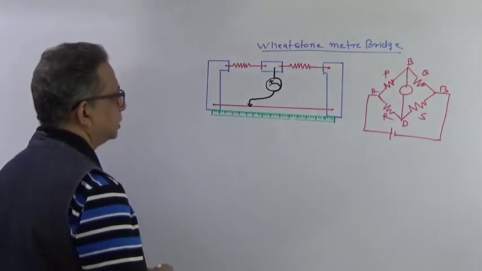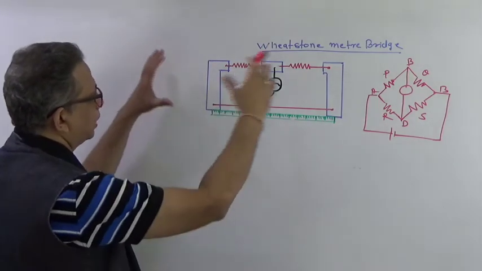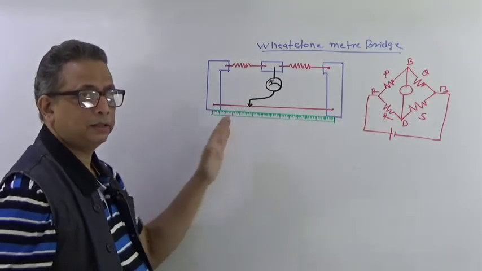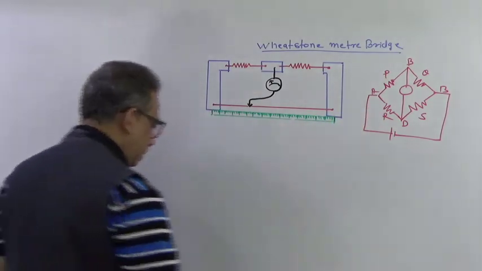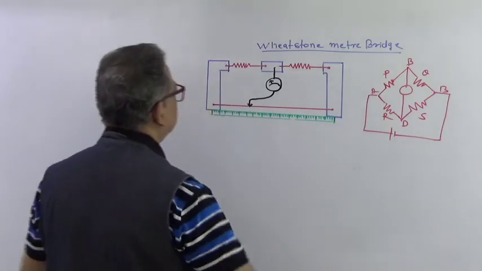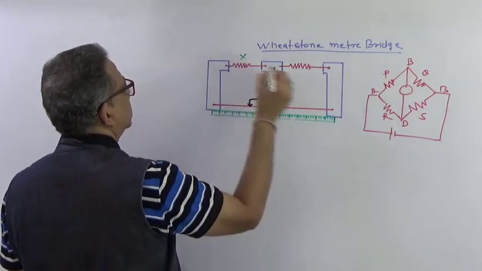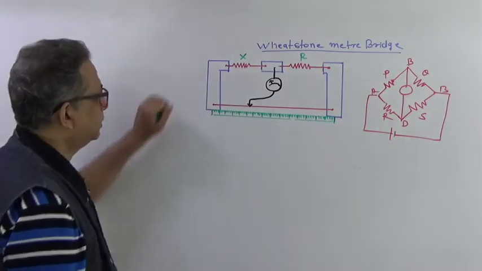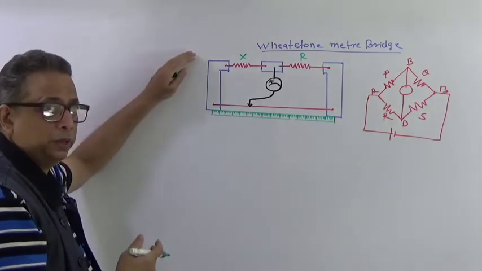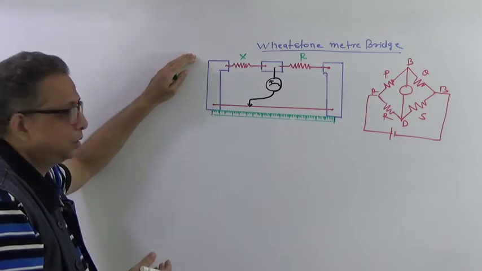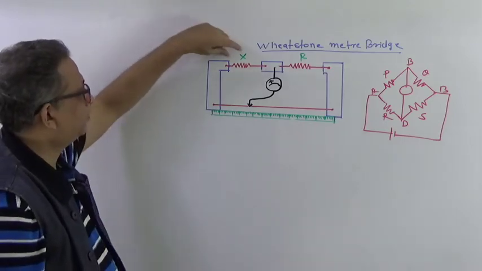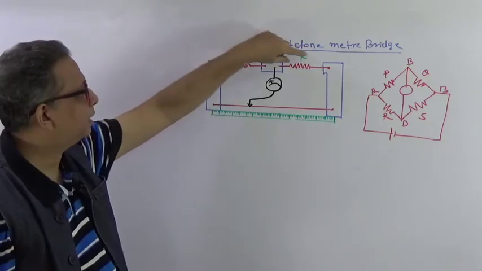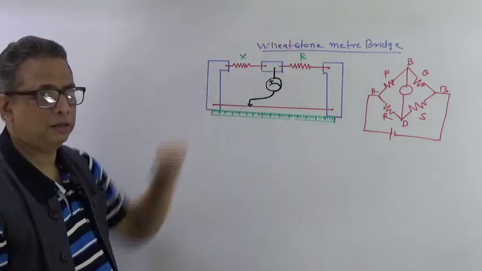Similarly, this is also a form of this bridge, but in a slightly different form. Here we consider this as one unknown resistance, and this is a known resistance R. This is an experimental setup which you will be doing in your practicals in college. On the left hand side you keep an unknown resistance X, and here you keep a resistance R.